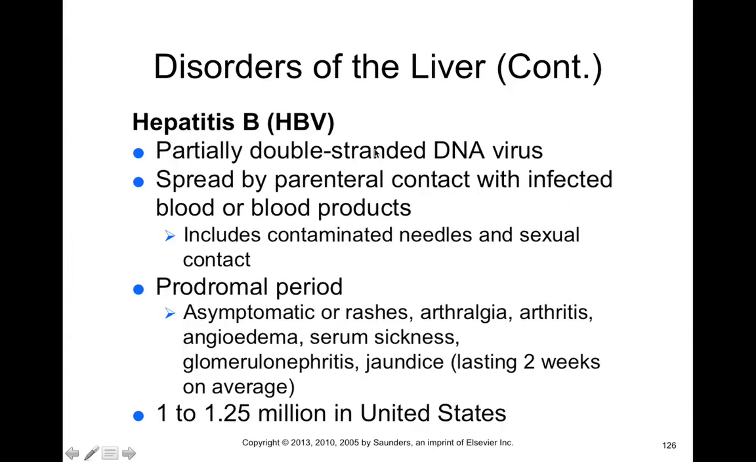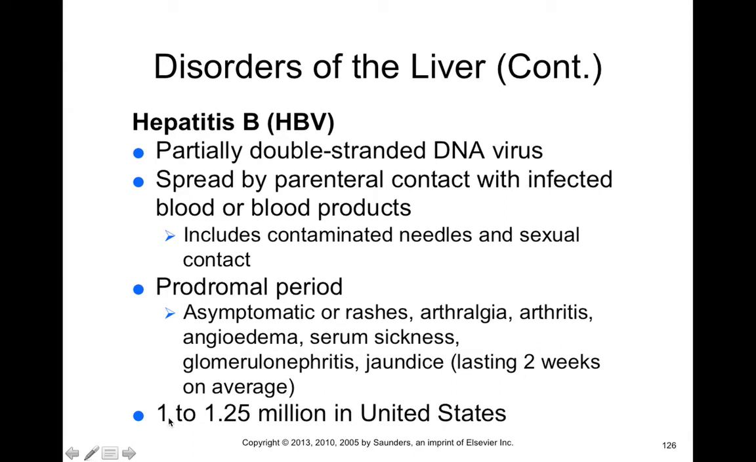Now, with hepatitis B, it's a partially double-stranded DNA virus, and it's spread by parenteral contact with infected blood or blood products, and this includes contaminated needles or sexual contact. And there is also a prodromal period here, and it's asymptomatic, or you might get things like rashes, joint pain, angioedema, serum sickness, glomerulonephritis, or inflammation of the glomeruli of your kidneys, or even jaundice that can last 2 weeks.